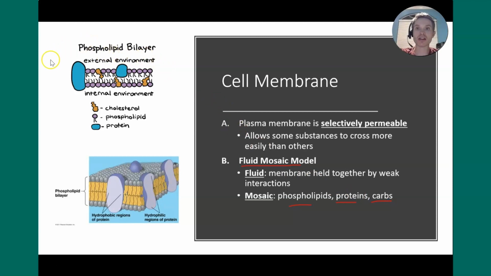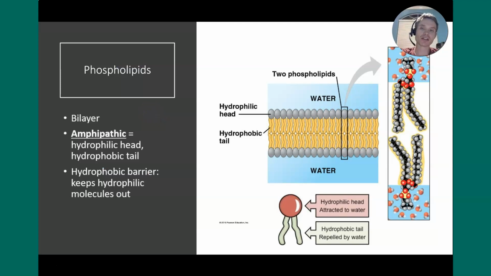And so the cell membrane is this mosaic of many different things that make it up. The major component of the cell membrane is called the phospholipid. Phospholipids are unique molecules in that they have a hydrophilic head, and this head is attracted to water. And they have a hydrophobic tail, which is repelled by water. So we actually call these molecules amphiphilic. When you have a bunch of these molecules stuck together, they form the bilayer.